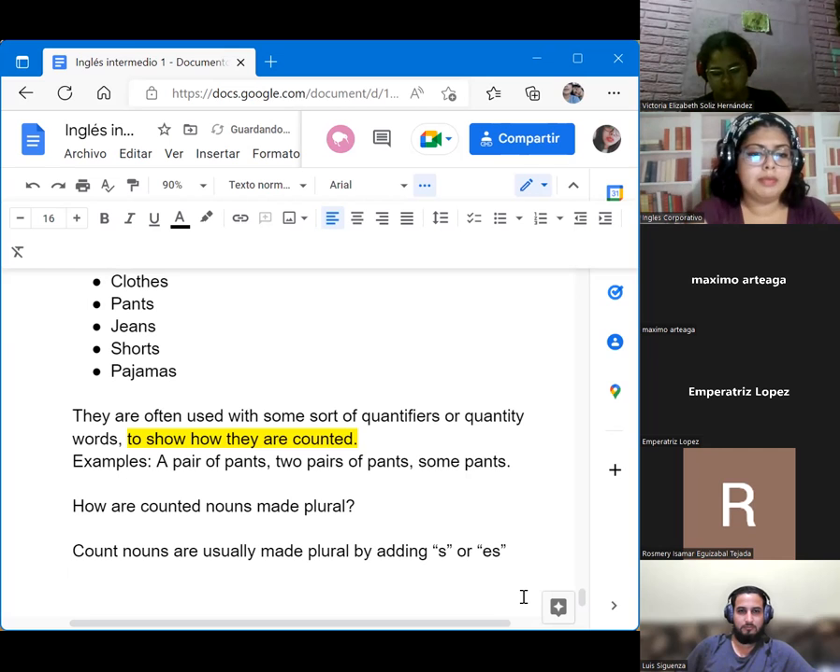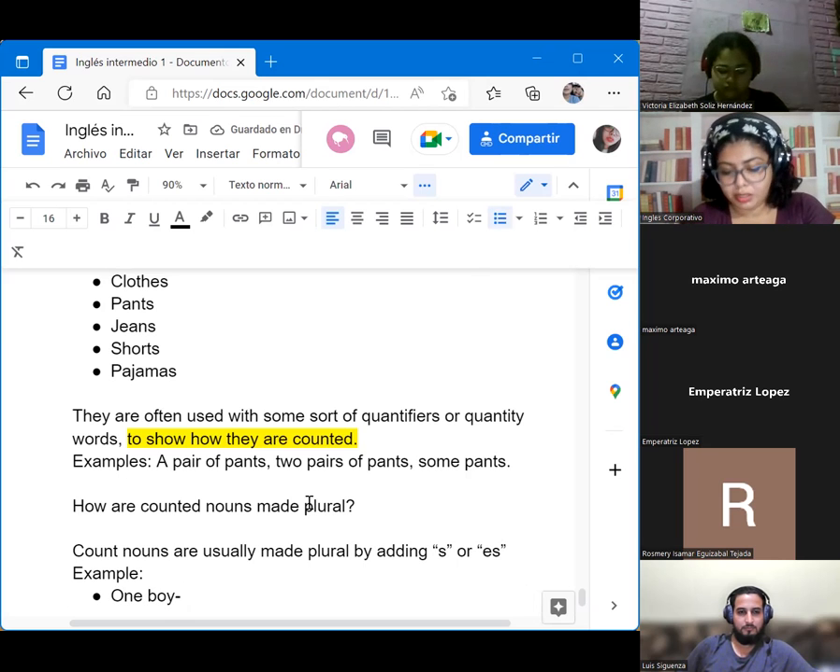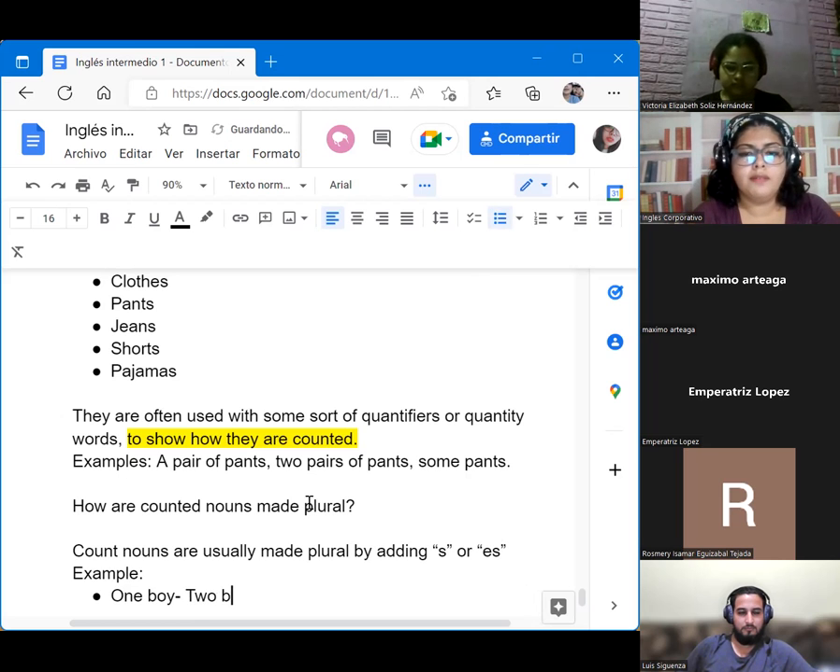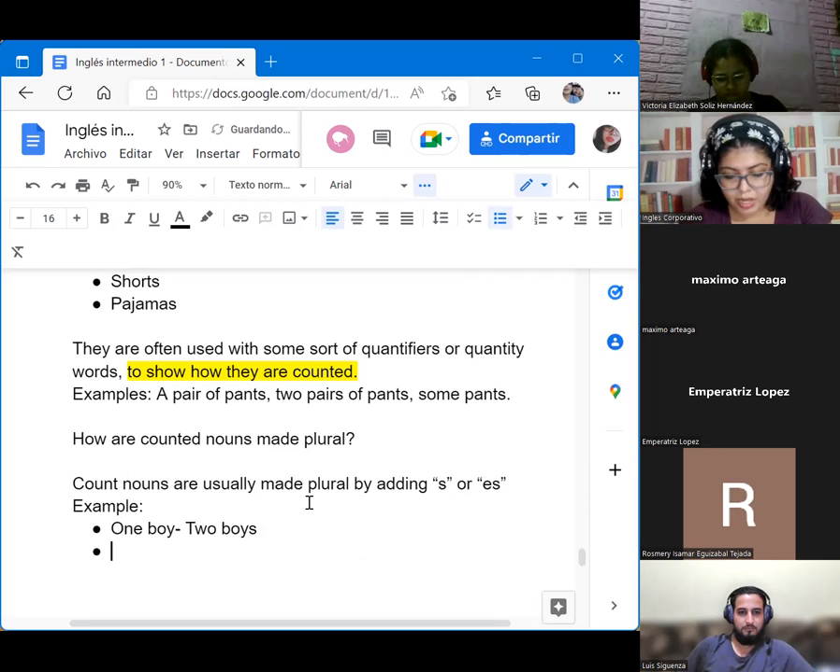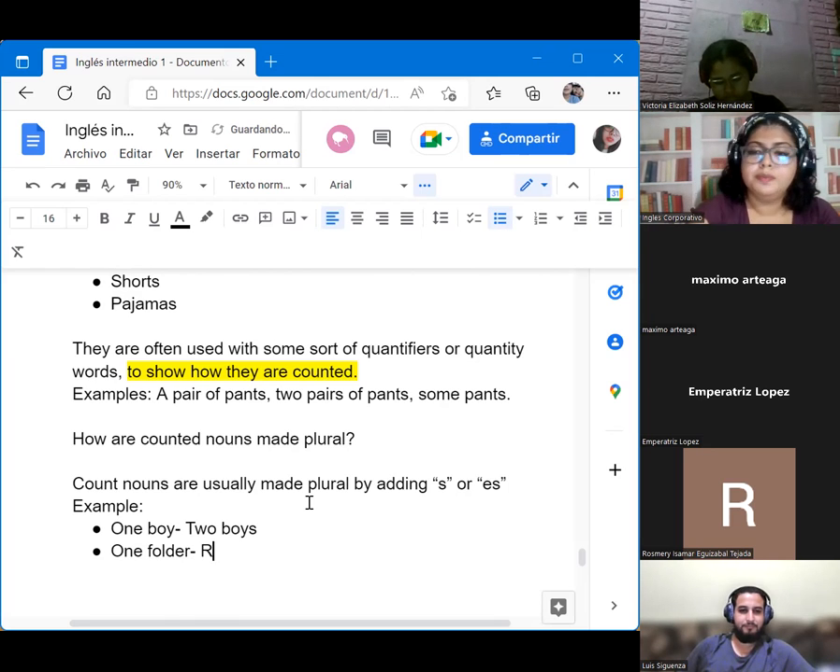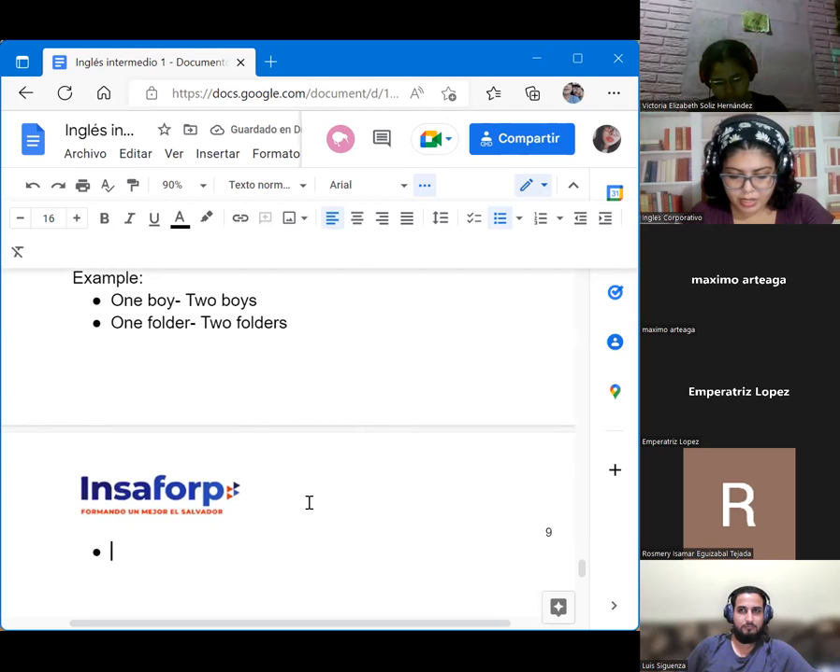So we are going to see some examples of this. And we have the first one. It says, one boy. And we need to change into plural. In this case, two boys. Then we have one folder. And we're going to change it, and we add the S to make folders. Then we have one box, and in this case, we have two boxes. And in this one, we add the ES at the end.